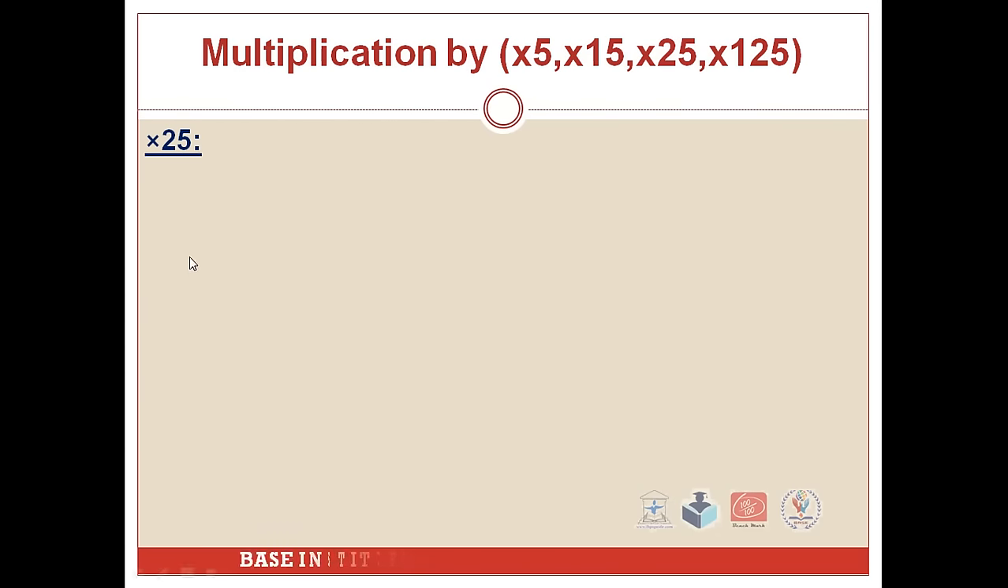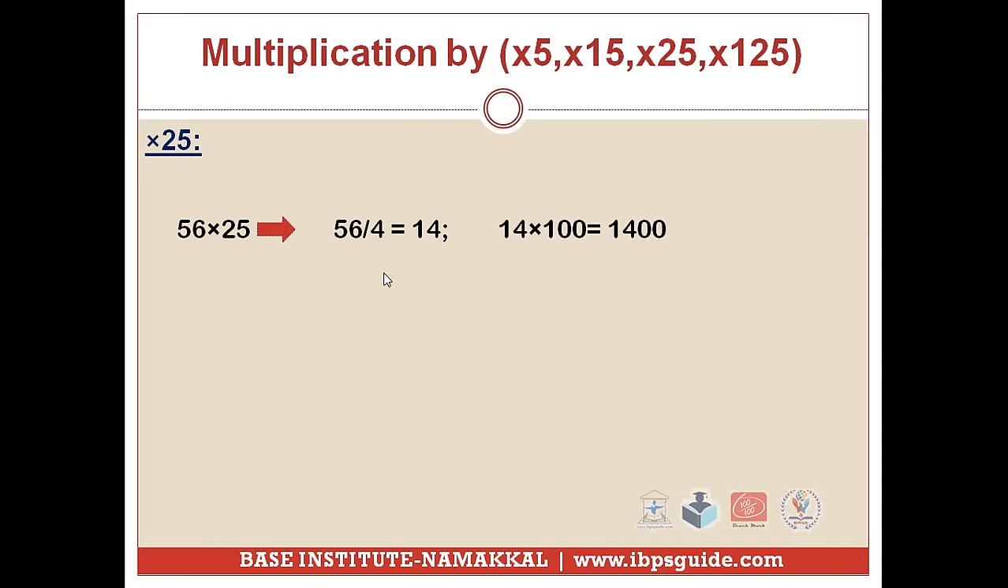Here we will take multiplication of 56 with 25. First we have to divide the given number by 4, so that we get 14 while dividing 56 by 4. And then finally we have to multiply the resultant value 14 with 100, so that we get 1400.